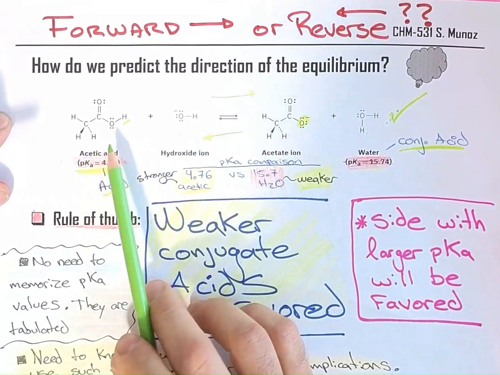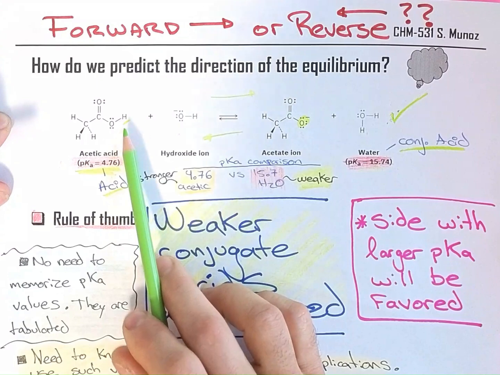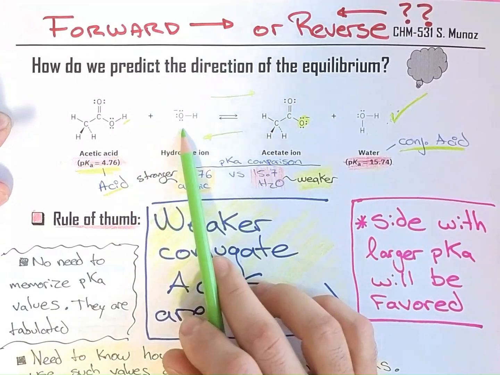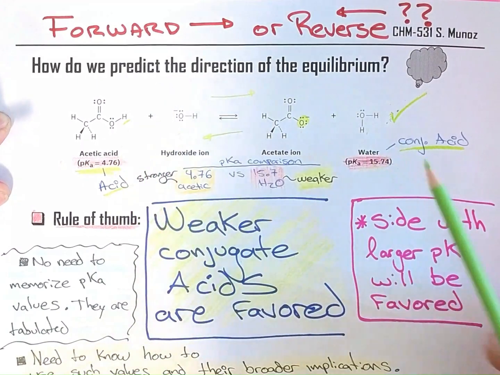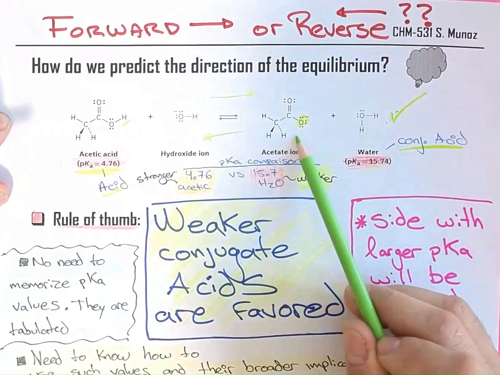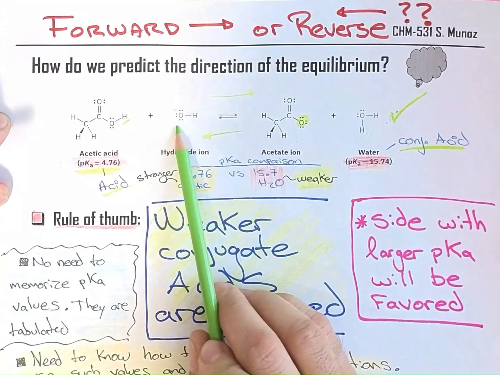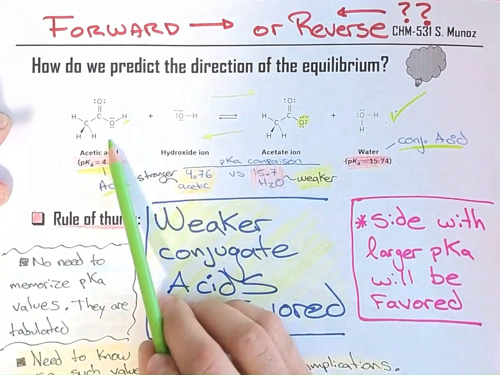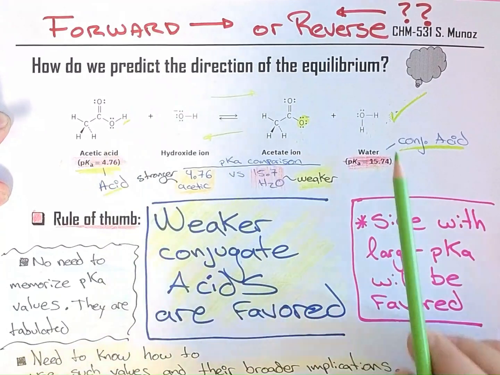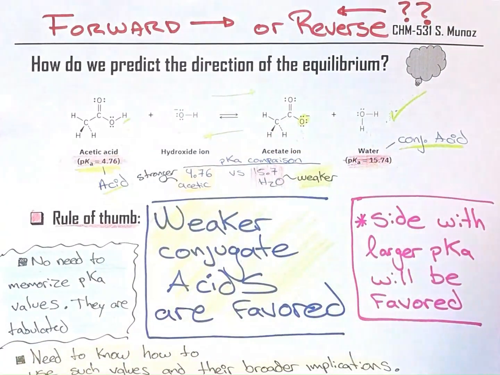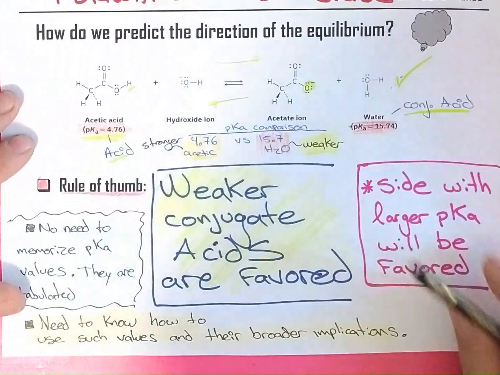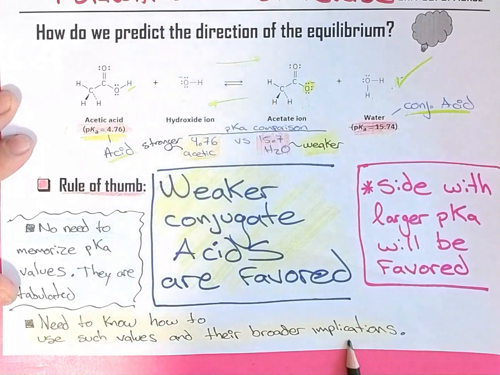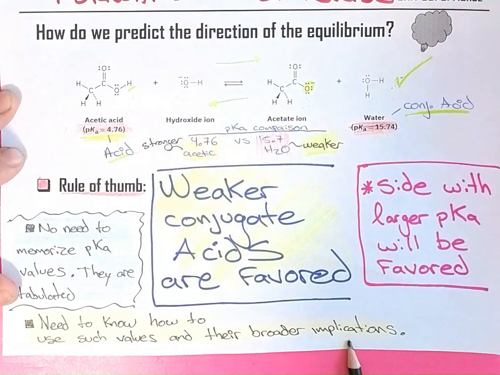And you can also think of it this way. We have a strong acid reacting with a strong base, hydroxide, to generate a weak acid, water, and also a weak base. So hydroxide is a stronger base than acetate, and acetic acid is a stronger acid than water. You don't need to memorize pKa values. However, you need to know how to interpret them and what the implications are of the relative strength of acids.